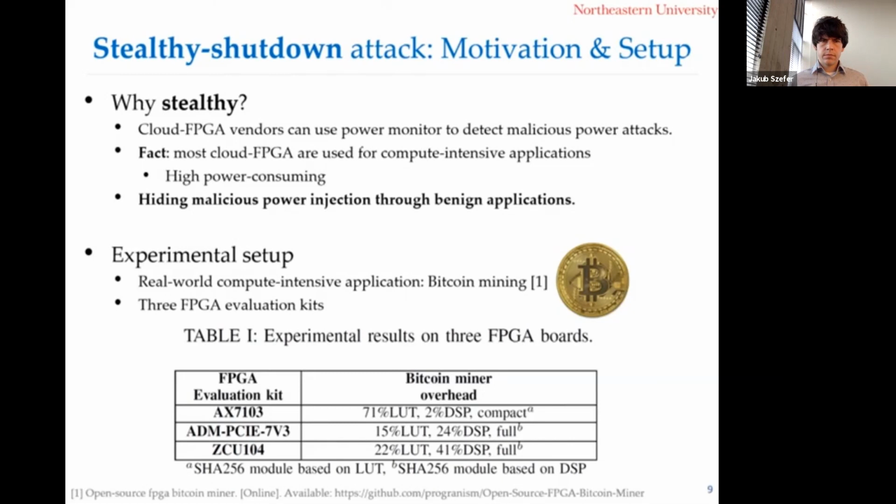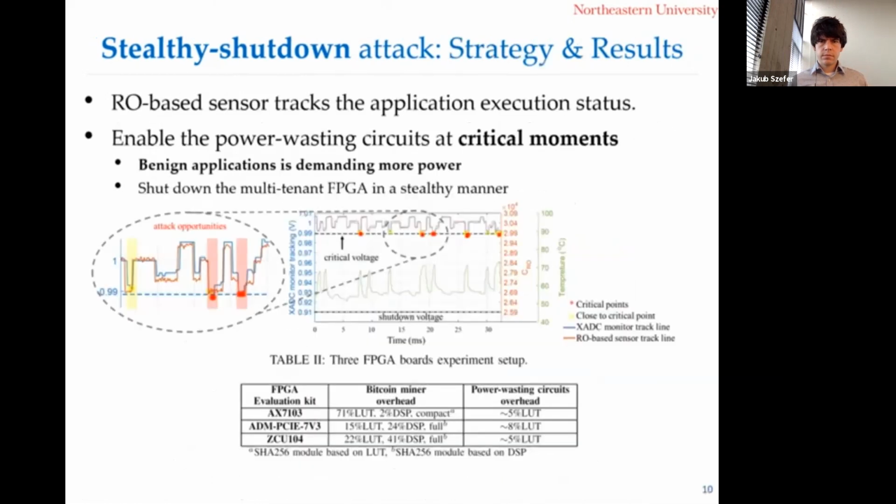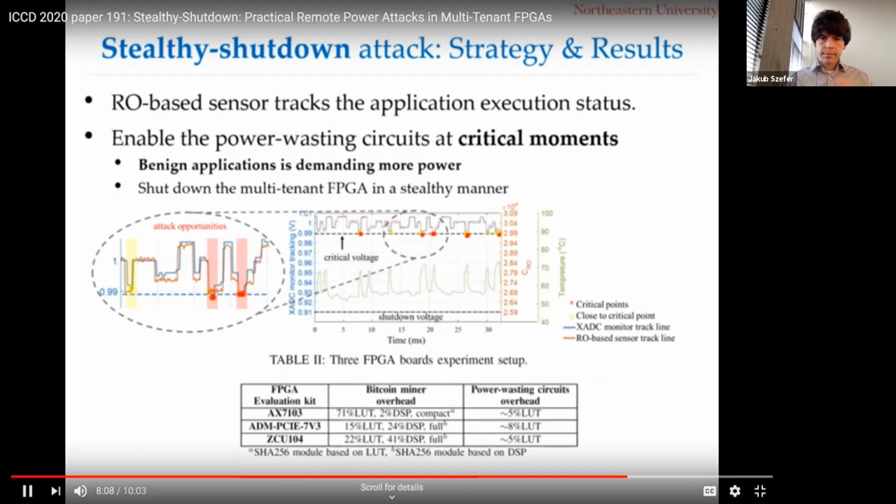For the stealthy shutdown attack scheme, the attacker needs to collect more information to place an attack. To achieve this purpose, they can calibrate the ring oscillator-based sensor and characterize the fluctuation region of the target FPGA board.